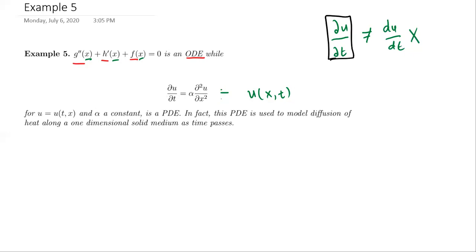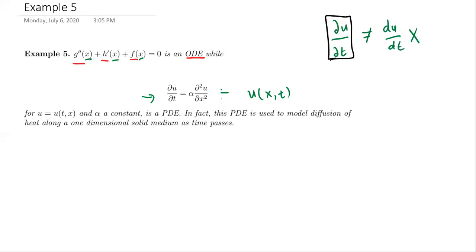This PDE is used to model diffusion of heat along a one-dimensional solid, right, as time passes. So basically think of having some sort of one-dimensional solid, maybe something that resembles a straight pipe. And then you have a heat source, maybe somewhere on the pipe, and you want to track how this heat is moving around the pipe. Well, then you use this sort of differential equation here. So you can actually model that diffusion of heat using something that looks like this.